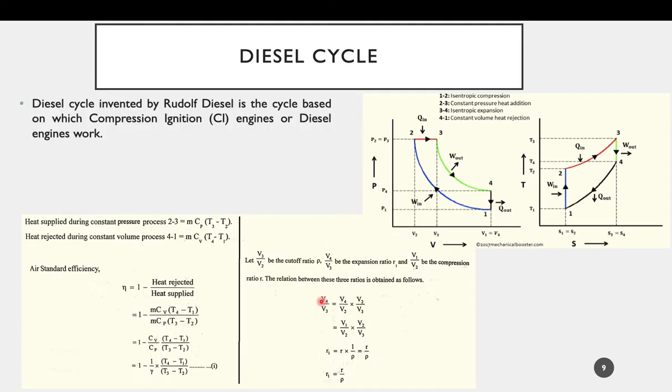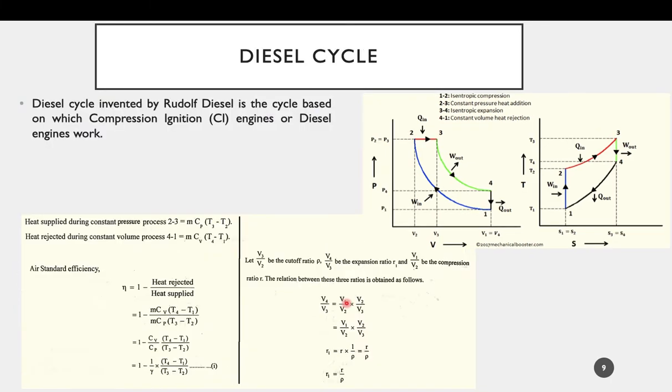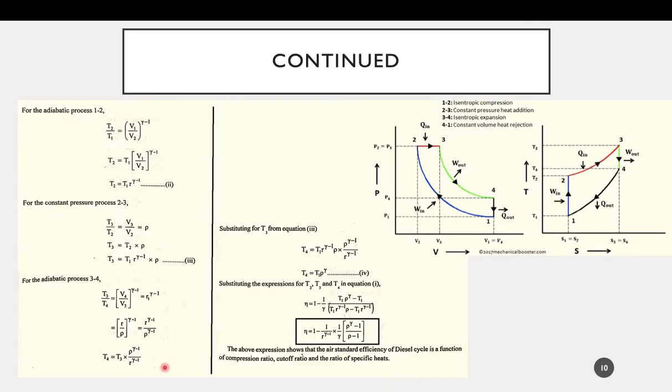Substituting this in the expression that we have derived here, efficiency is equal to 1 minus 1 by gamma into T4 minus T1 by T3 minus T2. Here we know T2, T3 and T4 in terms of T1. So substituting in that expression, we'll get 1 minus 1 by gamma into, instead of T4, it is T1 into rho raised to gamma, so T1 into rho raised to gamma minus T1, by, instead of T3, T1 into R raised to gamma minus 1 into rho, minus, instead of T2, T1 into R raised to gamma minus 1.